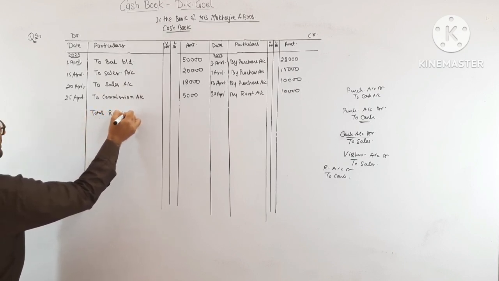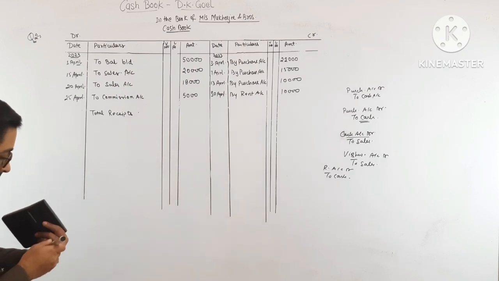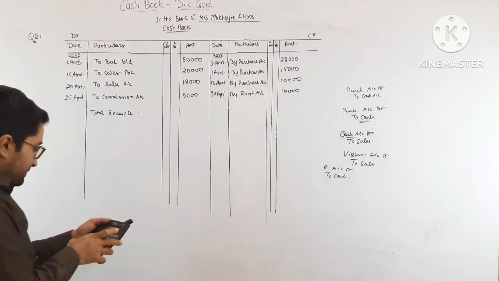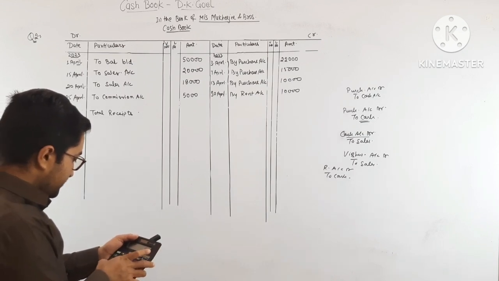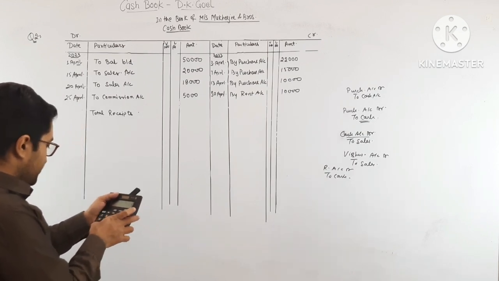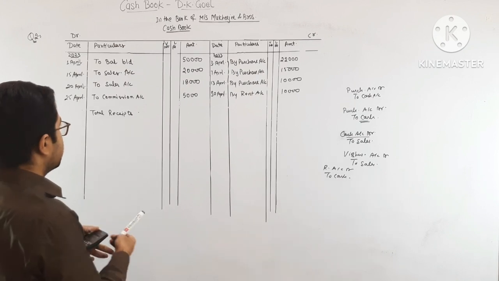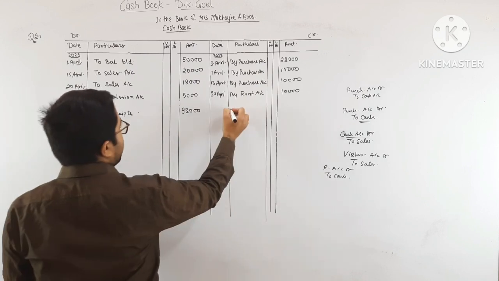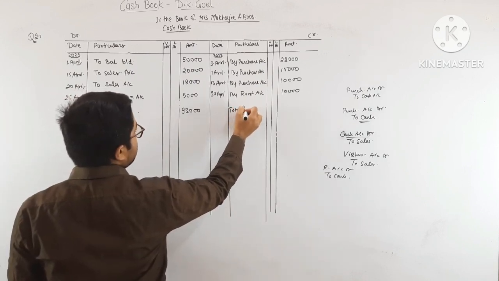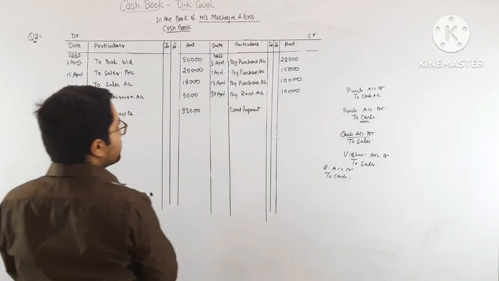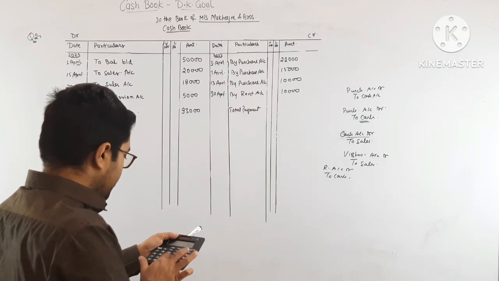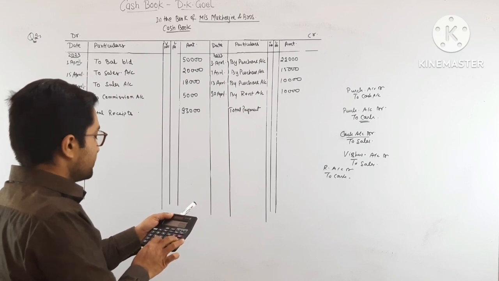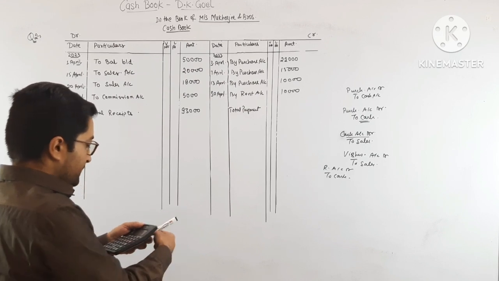Now total receipts: 50,000, 20,000, 70,000, 18,000, 5,000, 93,000. 93,000, and total payments: 22,000, 15,000, 57,000.